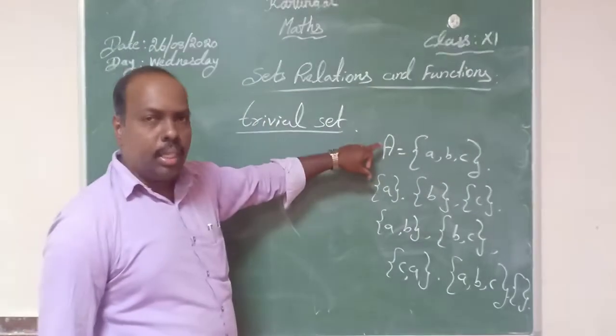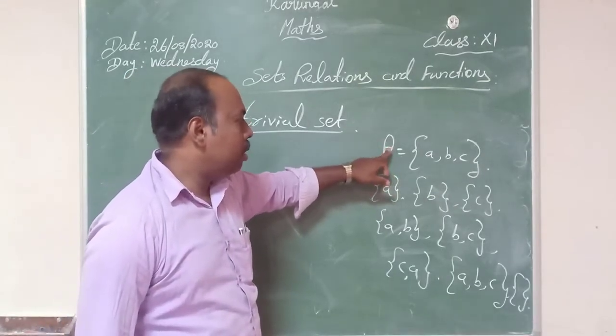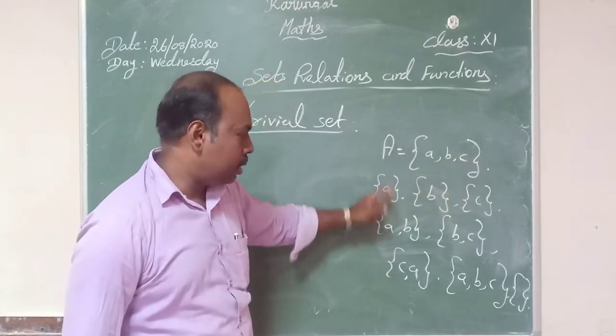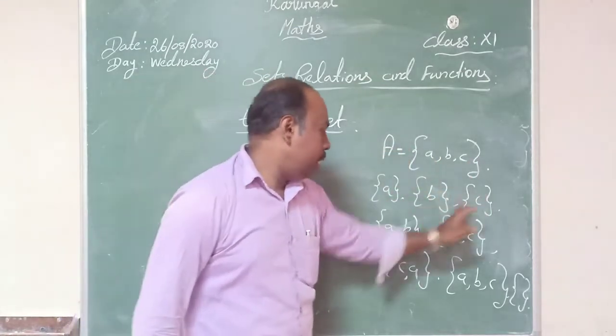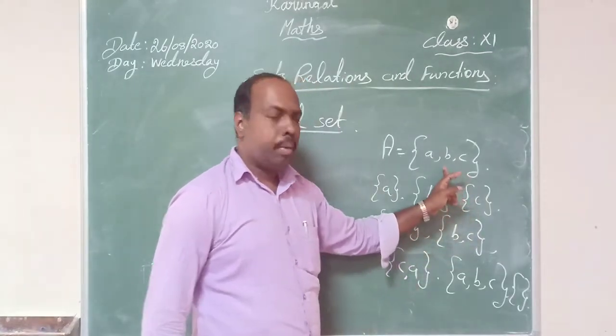So in a subset, the superset is A comma B comma C. This set contains these subsets. So 1, 2, 3, 4, 5, 6, 7, 8. 8 elements are there. Am I right?